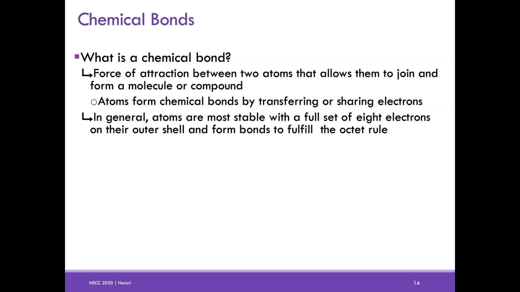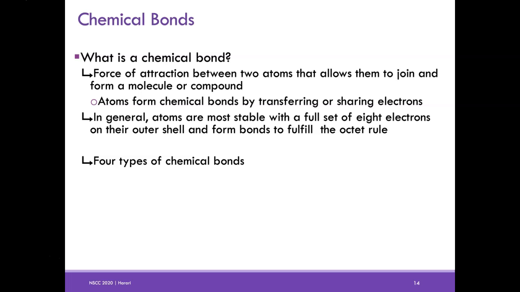Generally speaking, atoms are most stable with a full set of 8 electrons on their outer shell, and that is called the octet rule. Octet means 8. So all atoms, for the most part, like to have 8 outer electrons. And they try to do whatever they can to get the outer shell to have 8 electrons. The exception is with hydrogen and helium. They want to have 2 electrons on the outside because they only have 1 and 2 electrons respectively.